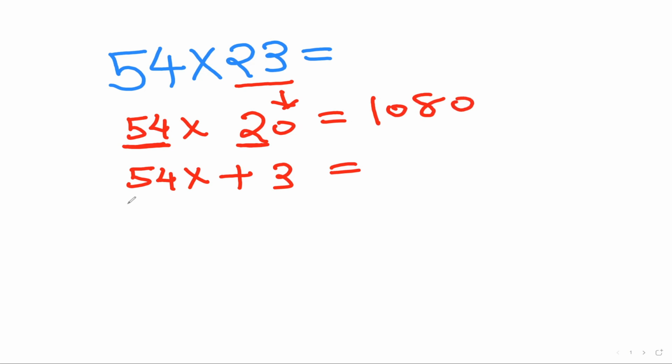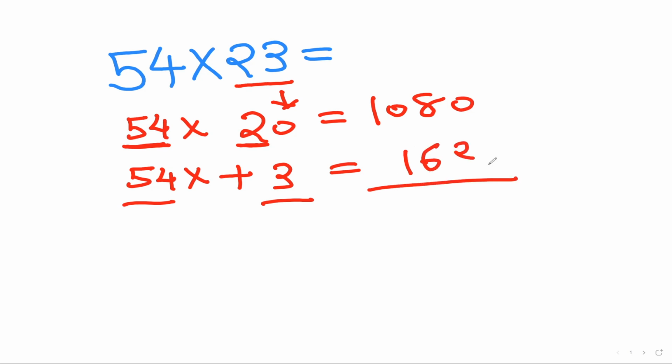If I want to do 54 times 3, I'll be going left to right. So 50 times 3, which is 150, and 4 times 3, which is 12. 150 plus 12 is 162.